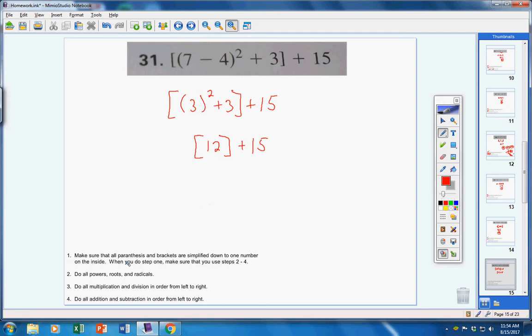Remember, when you do step 1, in other words, when you are getting your parentheses and brackets simplified down to one number, make sure you use steps 2 through 4. So when I was simplifying this right here, I did my exponents first. 3 times 3 is 9, and then added 3, which is 12, okay? Now, 12 plus 15, 27, and we're finished, okay?